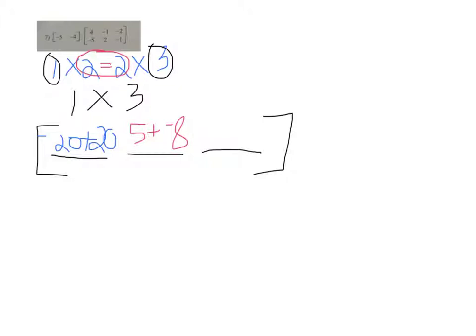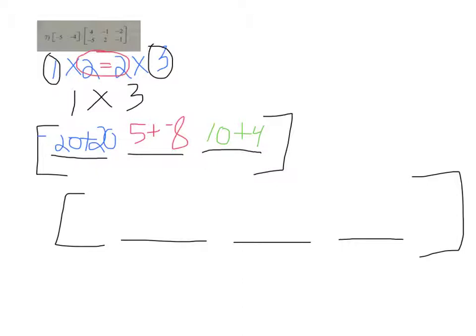In the third spot, we're going to be looking at that first row again, from matrix 1, and then we're going to be multiplying it by the third column. So right here is our first row. We're going to go ahead and multiply it by the third column. The -5 times -2 will give us 10, and then the -4 times 1 will give me a +4.